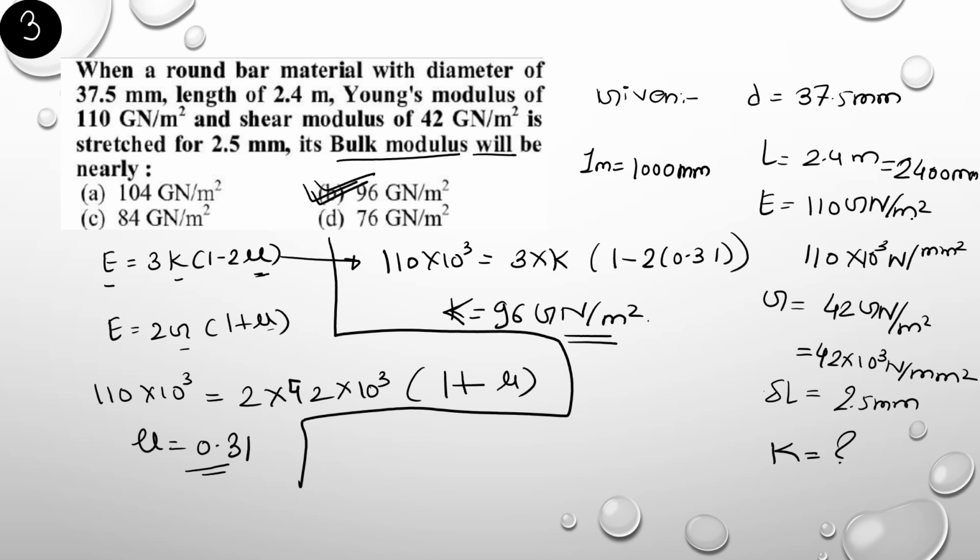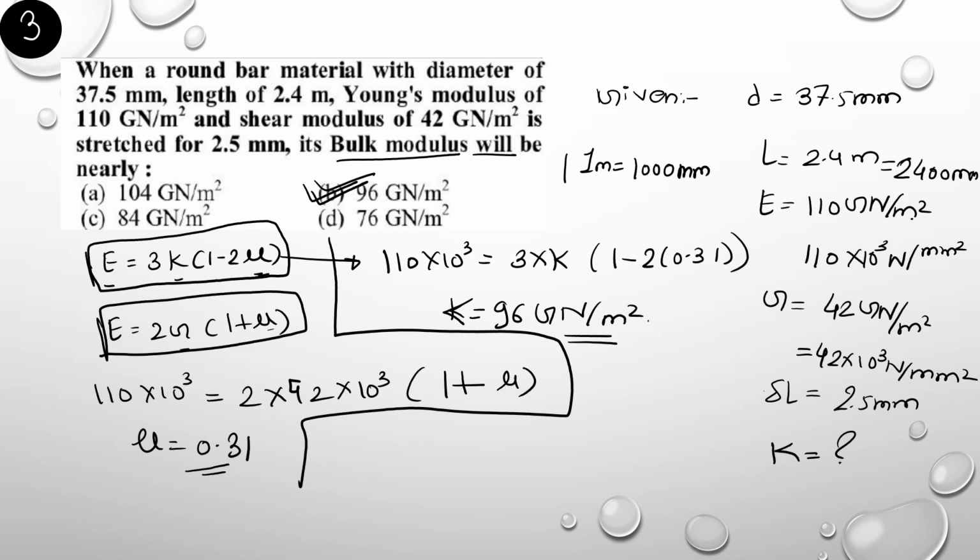Formulas are E equals 3K in bracket 1 minus 2 mu, and E equals 2G into 1 plus mu. These are the two formulas. The trick here is converting the meter into mm and converting the giga, where 1 giga is 10 raised to 9. Using this we convert E and G into Newton per mm square. So this is how the answer is 96 giga Newton per mm square. Option number second is correct.